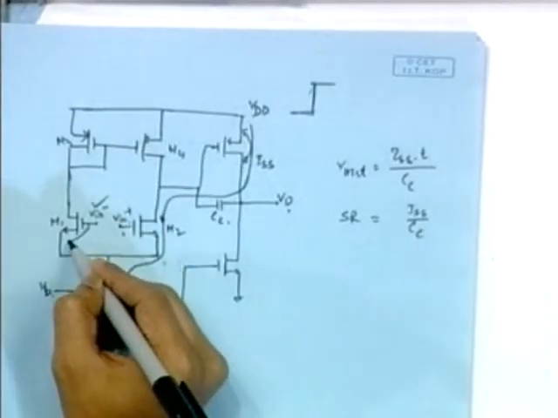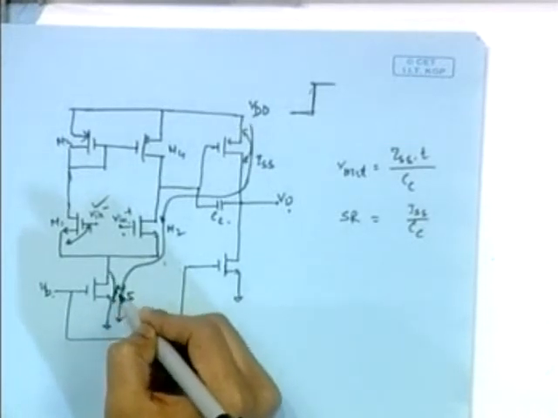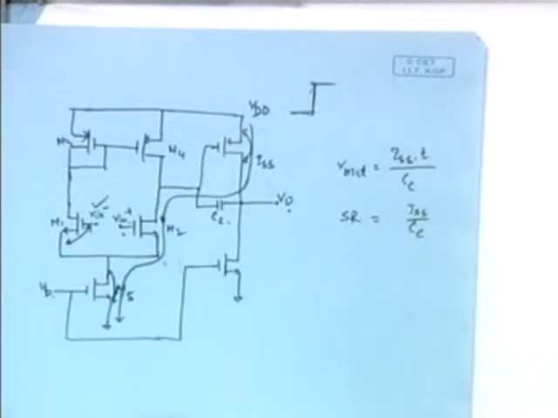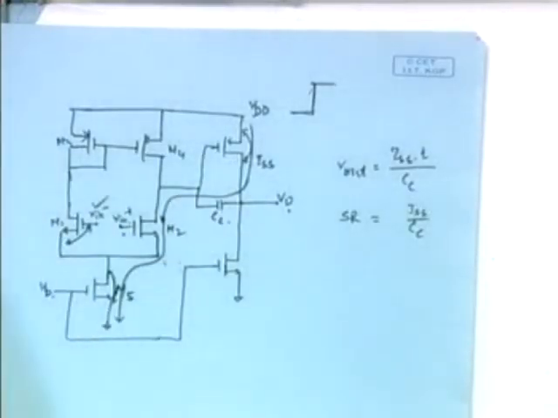So, what should be the minimum value of this? It is VTN plus the value of VD sat. VD sat is near about 0.2 for an NMOS, and VTN is something like 0.4 or 0.5. So adding them up, we get 0.7. So 0.8 volt is good enough to make all the transistors operate in the saturation region. So V in should be greater than 0.8 volt.